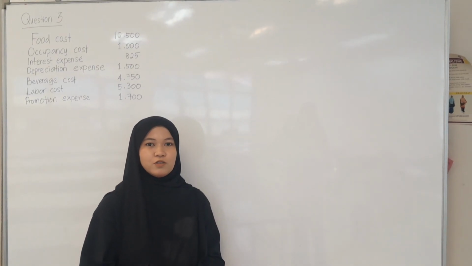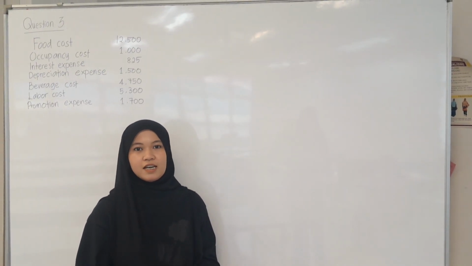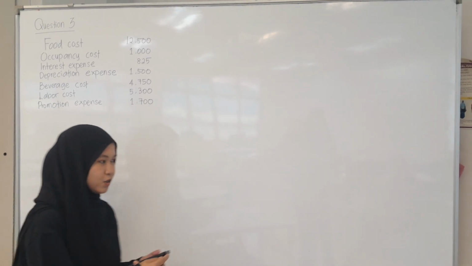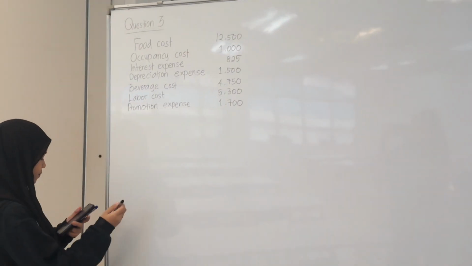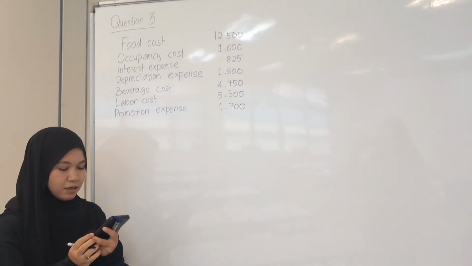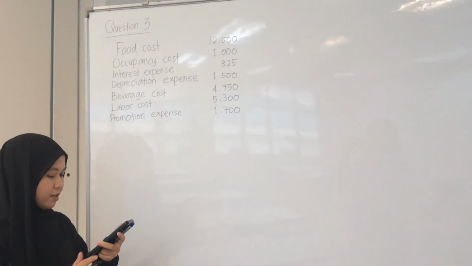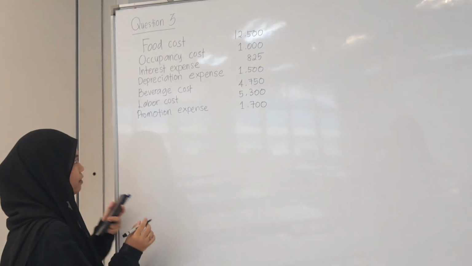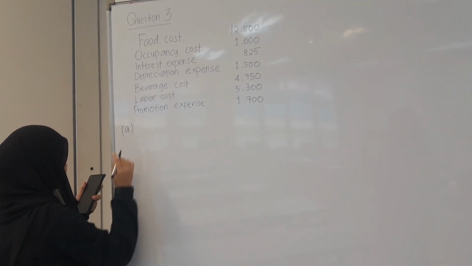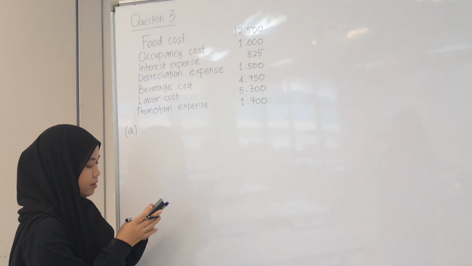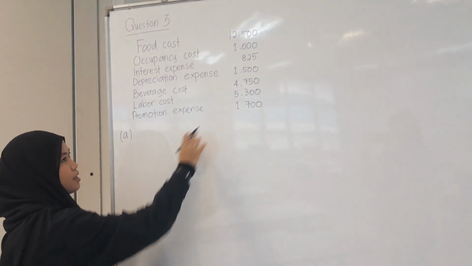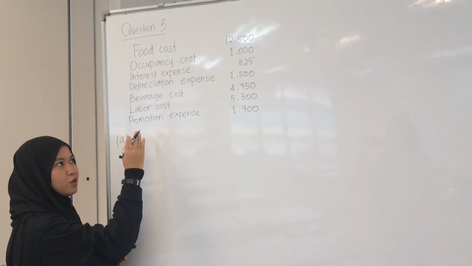Next, we go to question 3. In question 3, there are 5 questions, which are A, B, C, D, and E. So let's start with question A. For question A, how much is the restaurant sales if profit is 7,570? So the answer is we just take all of this data and add all of the data.